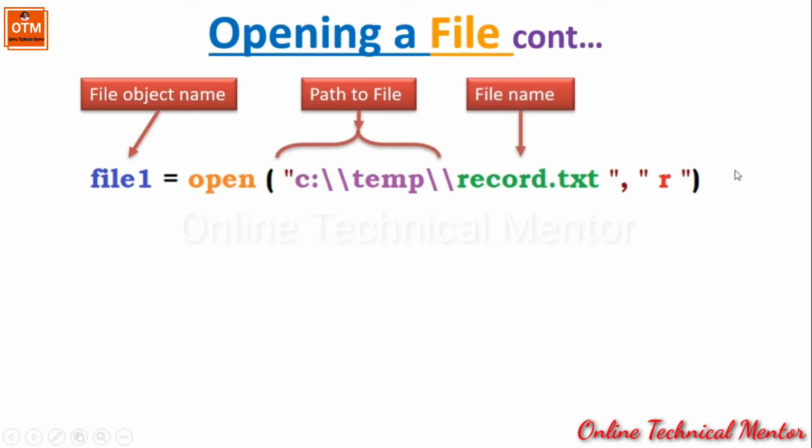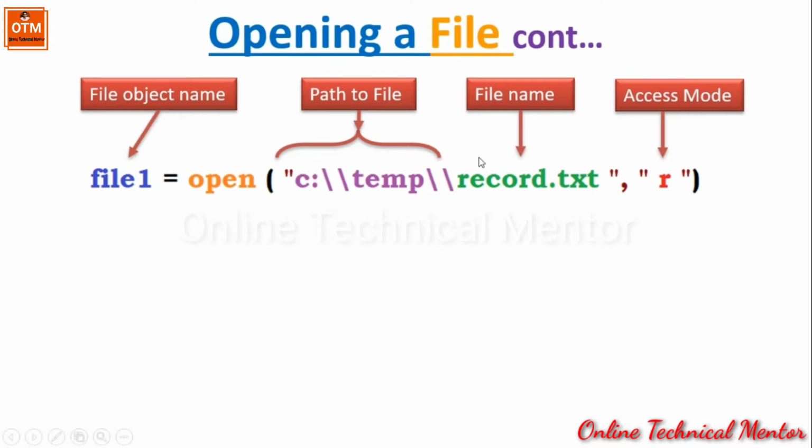So along with this path and the file name, we require the access mode. So here is the access mode. This R is the access mode. The character R over here represents the read mode. R represents the read mode. There are other access modes also which will be discussed in the next slide.